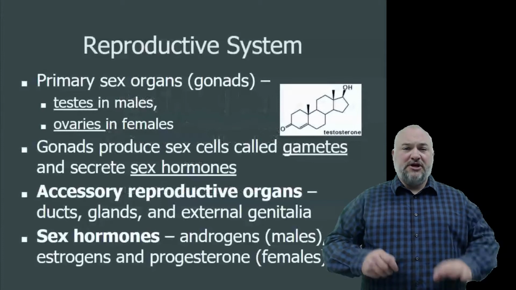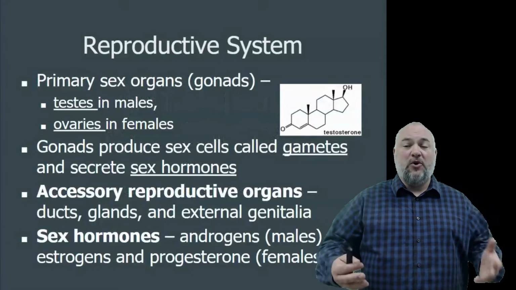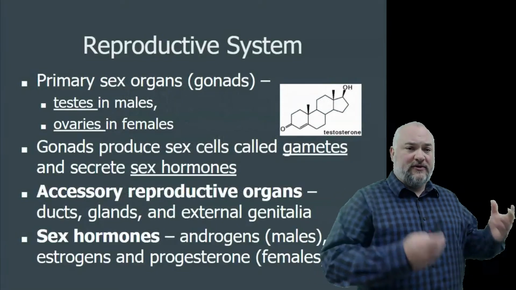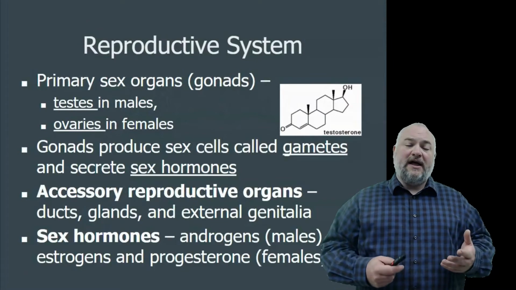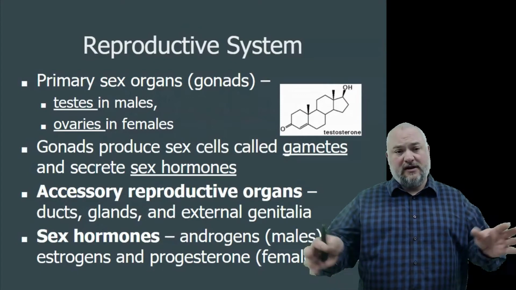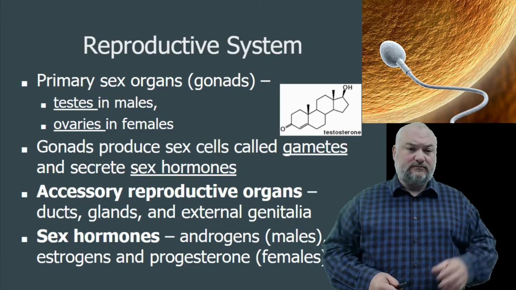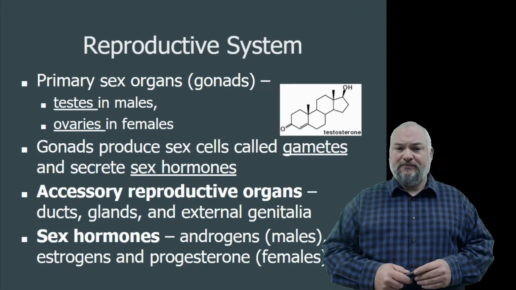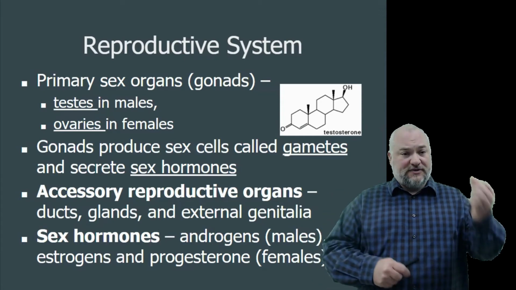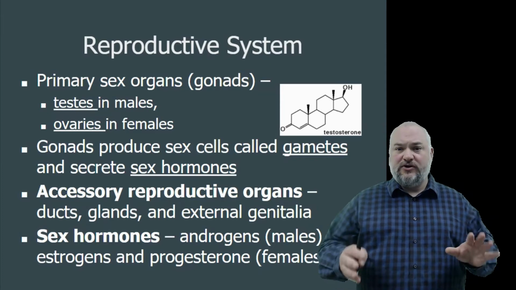So just some general reproductive stuff. The primary sex organs are known as gonads generically. In males, those are testes. In females, those are ovaries. And those gonads produce the sex cells called gametes generically, sperm or egg or oocytes in the female, and secrete sex hormones. Okay? Then we have a bunch of accessory reproductive structures, other than the ones that actually make the sperm and the egg. Different ducts, glands, and external genitalia that do different functions.